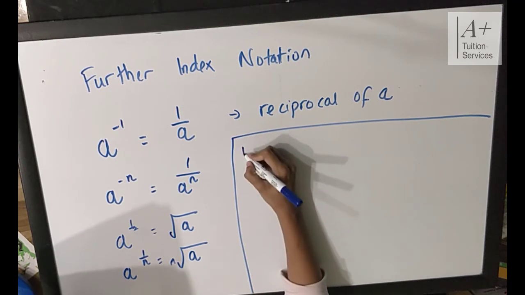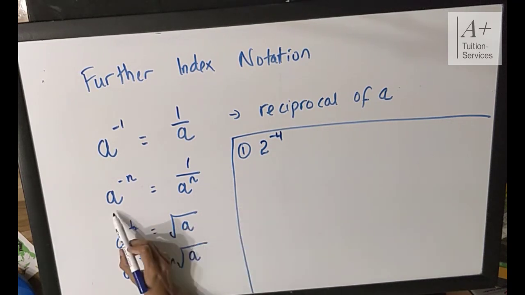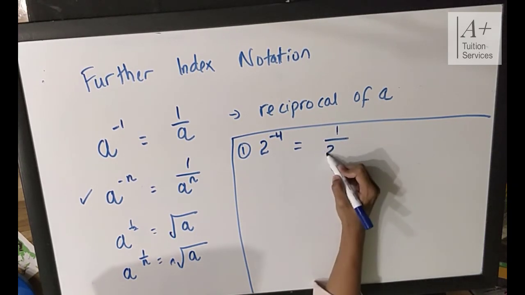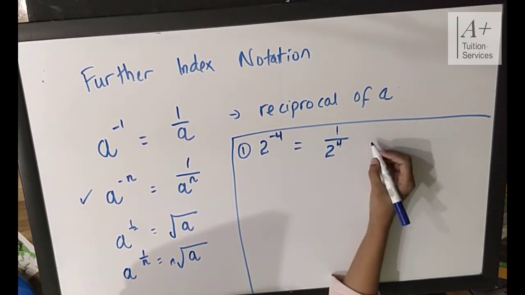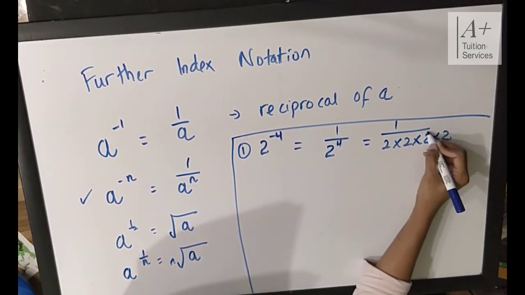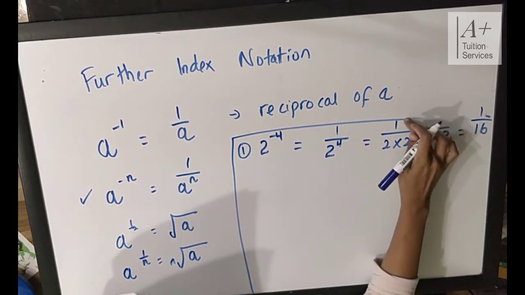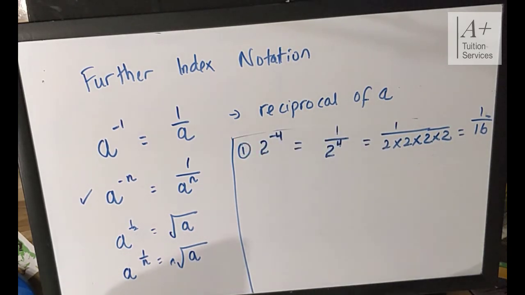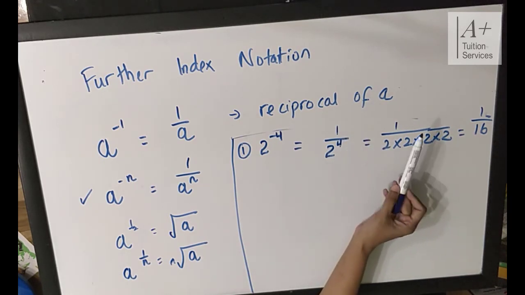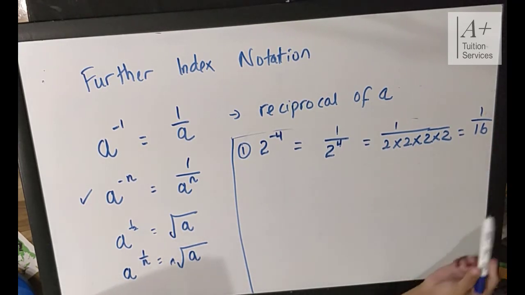So example 1, we have 2 to the negative 4 power, right? This will follow this rule here. So it will be 1 over 2 to the 4th power, which is equal to 1 over 2 multiplied by 2 multiplied by 2 multiplied by 2, which is equal to 1 over 16. Okay? So this is the first example. So we have 2 to the negative 4, which means 1 over 2 to the 4th, which means 1 over 2 multiplied by 2 multiplied by 2 multiplied by 2, which is equal to 1 over 16.